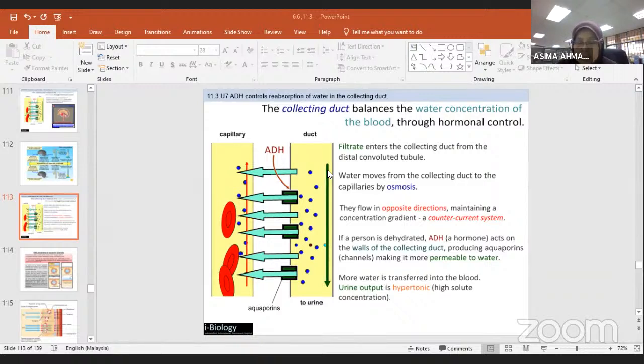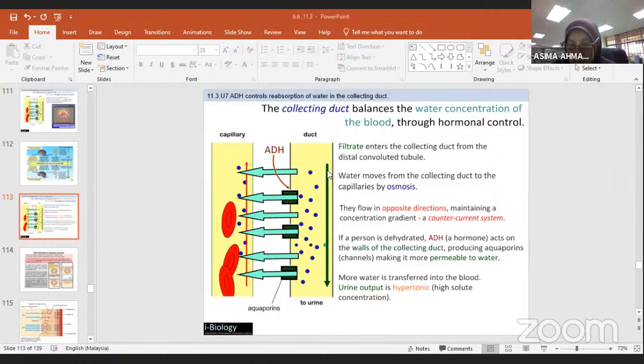Okay, and then if let's say blood osmotic pressure is low, meaning that less water in the blood, we need to absorb more of the water from the urine. So this will cause the pituitary gland to secrete more ADH. And secretion of ADH will increase permeability of the collecting duct to water, and an increase in permeability, as I said yesterday, is due to the presence of aquaporins.